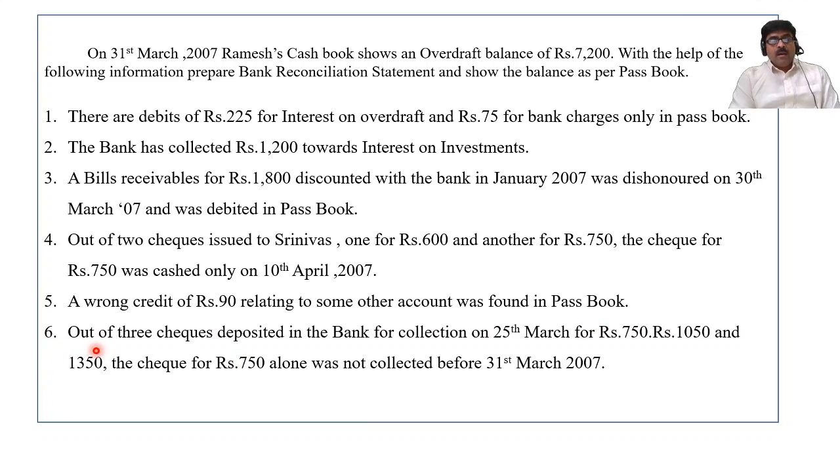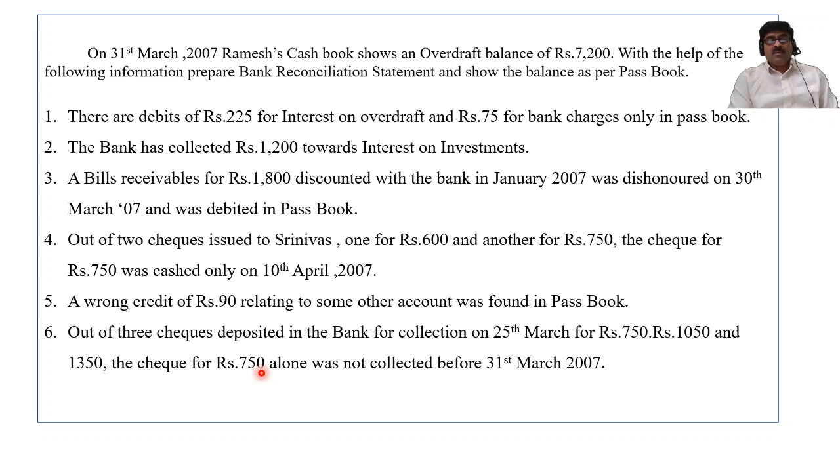Sixth, out of 3 checks deposited in the bank for collection on 25 March for 750, 1,050 and 1,350, the check for 750 was not collected before 31st March 2007. Means the remaining checks, that is the check of 1,050 and the check of 1,350, were already collected. The difference amount between cash book and passbook is because of the 750 check.